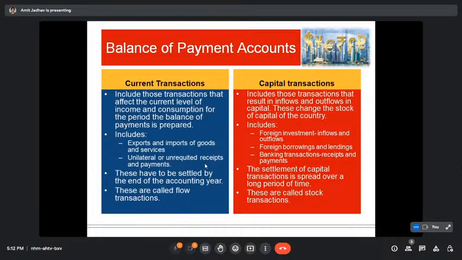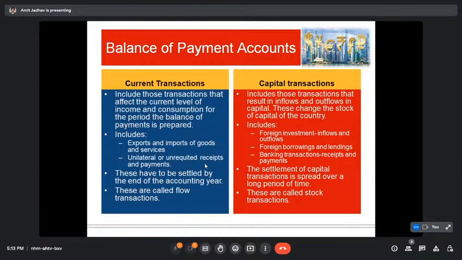On the other side, we have the capital transaction. It includes transactions that result in inflow and outflow of capital. This changes the stock of capital of a country. If we have a quite higher inflow of capital in our country, automatically the stock of capital will rise. And in the opposite situation, where the outflow is quite greater than the inflow of capital, it has an adverse impact on the capital stock of a country.